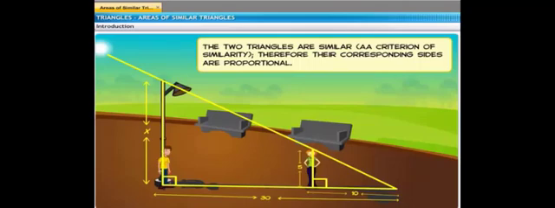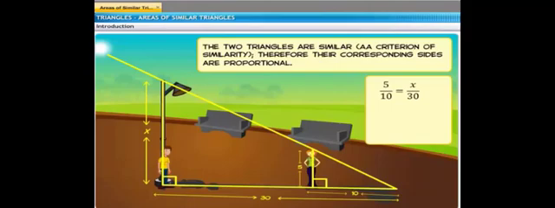Taking the ratio of the sides, we get the equation 5 divided by 10 is equal to x divided by 30. On simplifying, we get x is equal to 5 multiplied by 30, the whole divided by 10, which is equal to 15. Therefore, the length of the lamppost is equal to 15 feet.